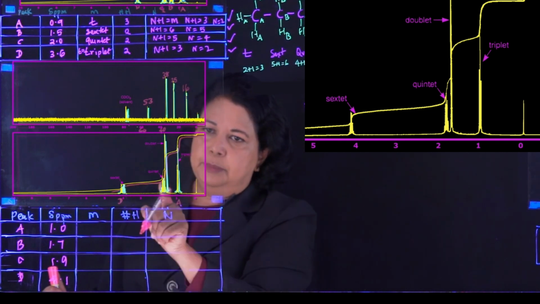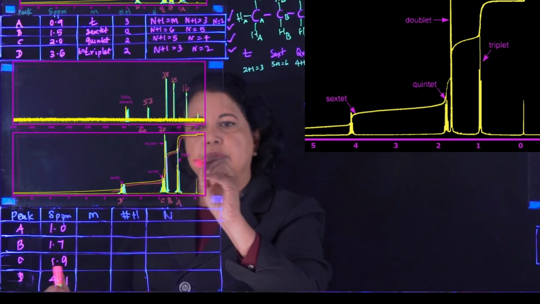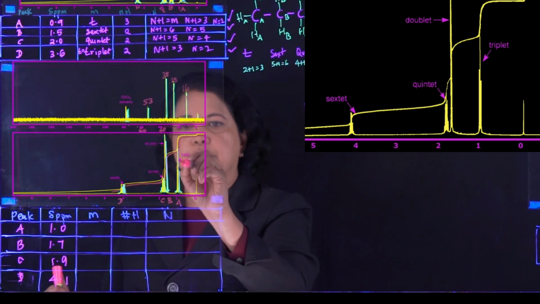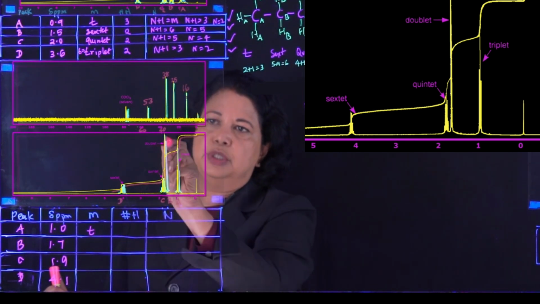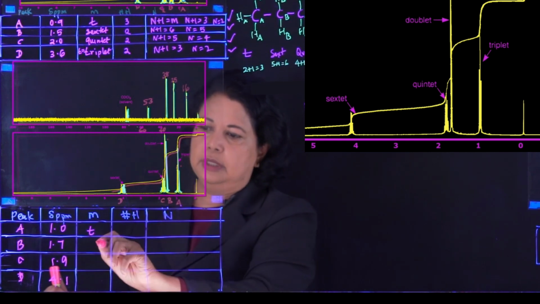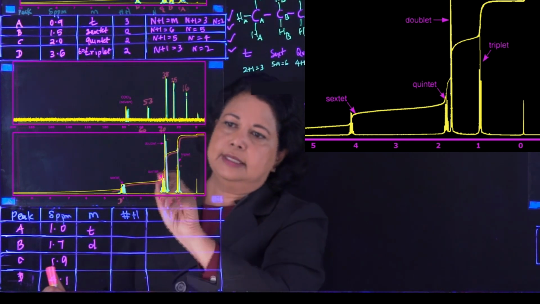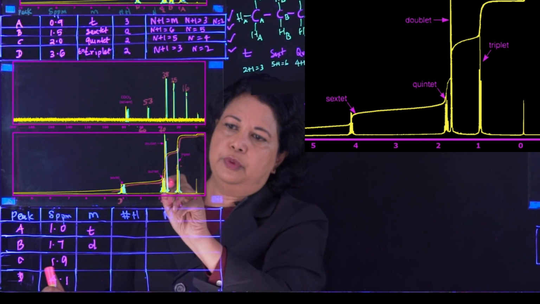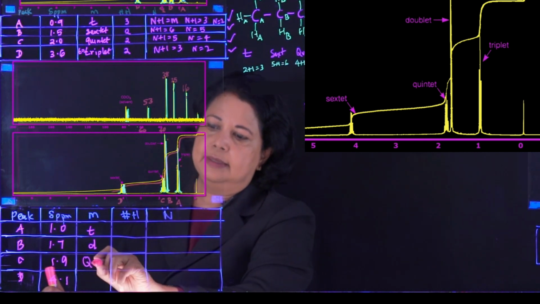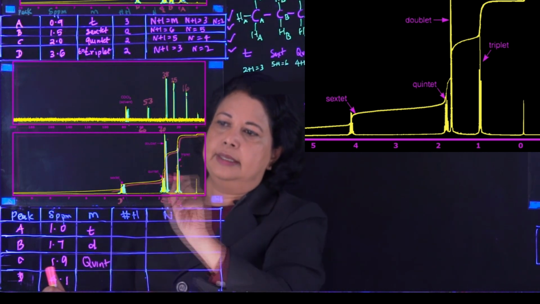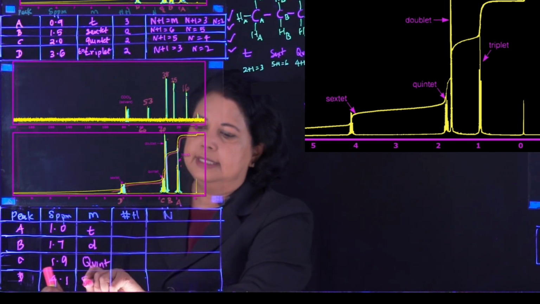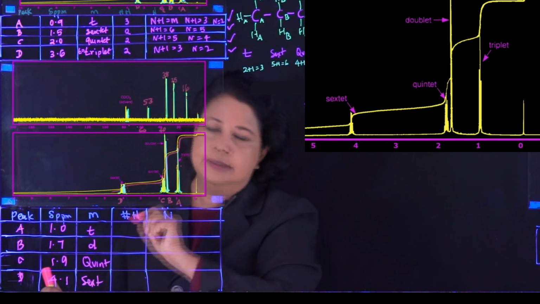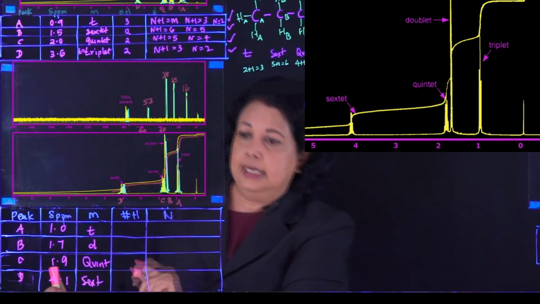And let's do the multiplicity. We can see how useful that information is. 1, 2, 3 mountain peaks, so that's a triplet. This has got just 2 and it's very tall. That's a doublet. This guy has got 1, 2, 3, 4, 5, a quintet. And this is going to be 1, 2, 3, 4, 5, 6. That's a sextet. All right, so that's going to tell us the neighbors.